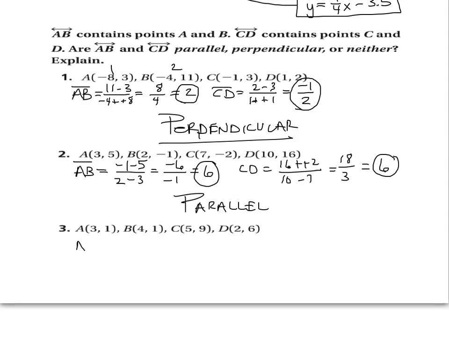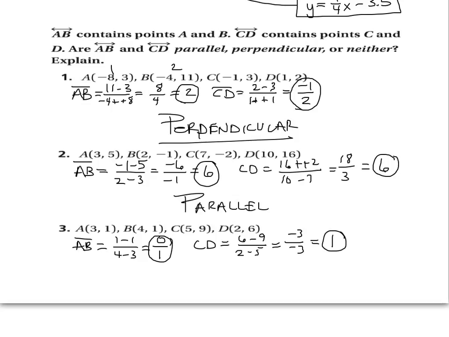And then the last one, AB. Got to find the slope of AB. 1 minus 1 over 4 minus 3, which is going to be 0 over 1. And then for CD, it's going to be 6 minus 9 over 2 minus 5, which is negative 3 over negative 3, which is positive 1. Now, as you look at this, these are not the same, so we know they're not parallel. They're not opposite reciprocals, so we know they're not perpendicular, which means, in this case, this is neither. They're not perpendicular, and they're not parallel.